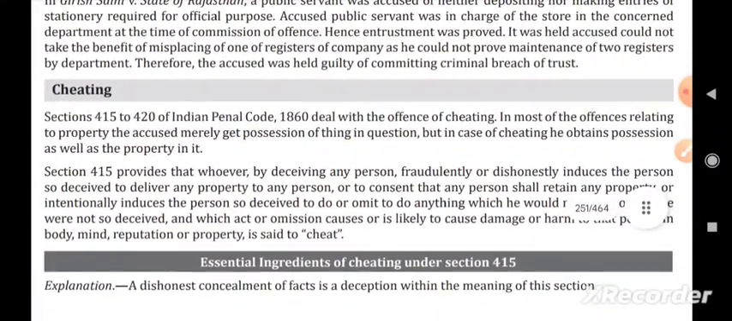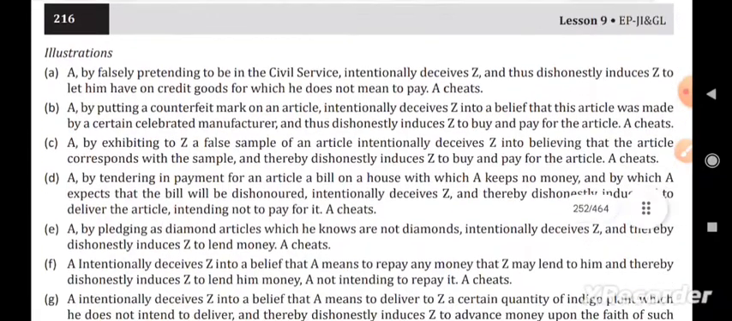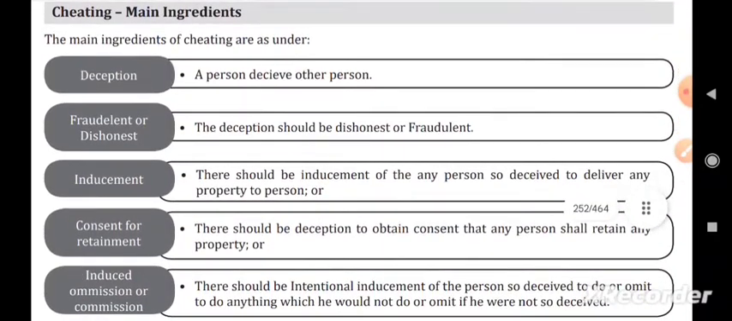The next topic is cheating. Sections 415 to 420 are the sections for cheating. Section 415: whoever by deceiving any person induces the person so deceived to deliver any property to any person, where the act or omission is likely to cause damage or harm to that person in body, mind or reputation, it is known as cheating. The ingredients of cheating are deception, fraudulent or dishonest inducement, consent for retainment, induced omission or commission, and actual harm.